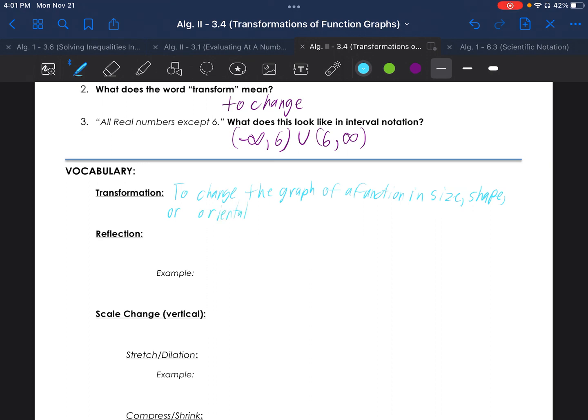That was really bad. I'm going to even redo those. Or orientation.